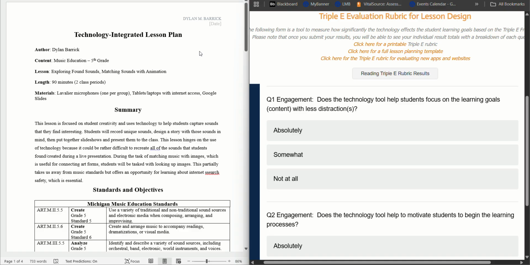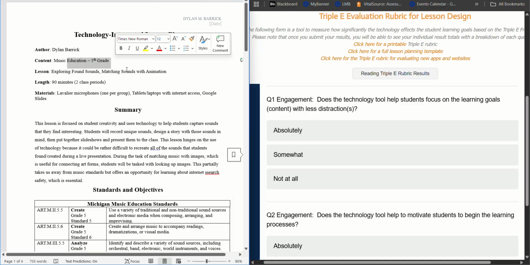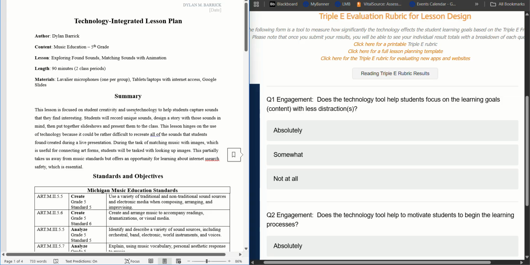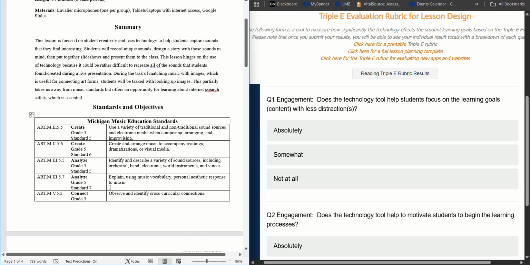I designed it for fifth grade specifically, which you can see here in the content, fifth grade music education, and also the standards that I chose. So the grade five standards here.